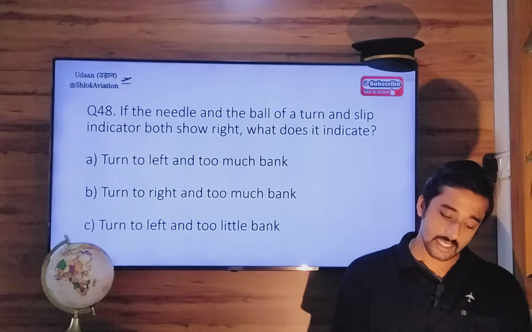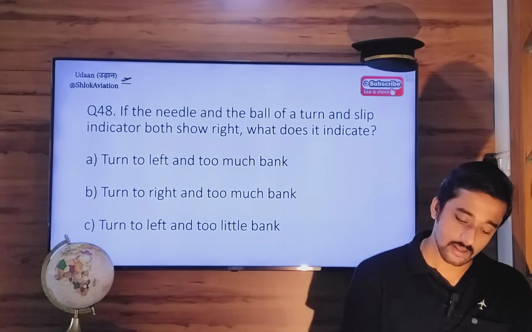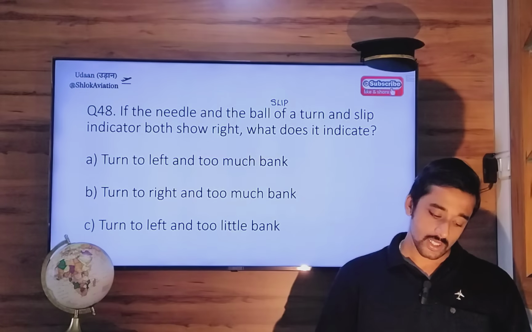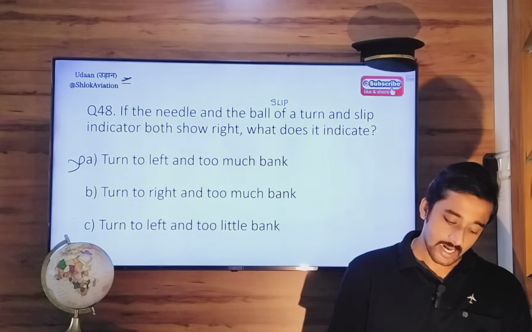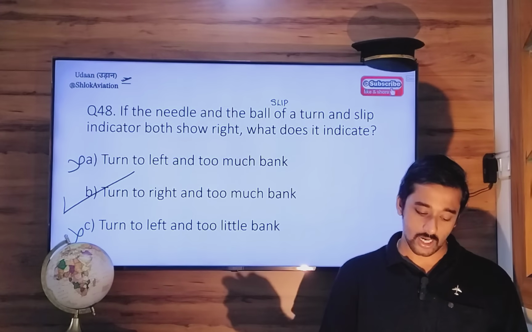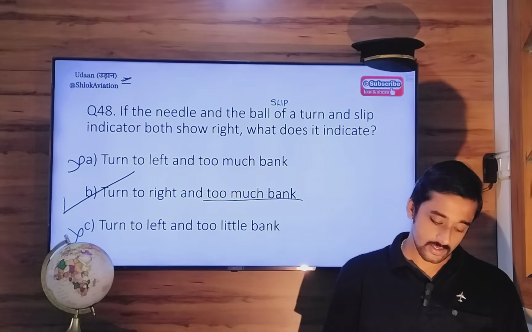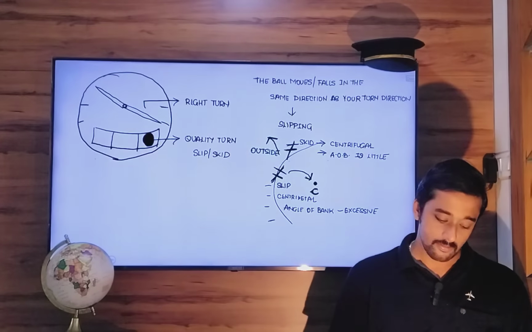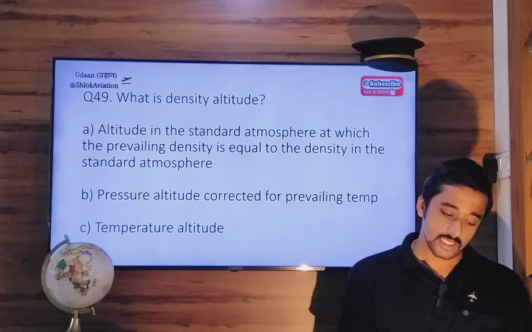So, in this case, we are getting a slip condition, right? Both ball and the needle are towards the right hand side. So that means you're turning to right hand side. So you are left with only option Bravo after eliminating Alpha and Charlie, and too much bank. So slipping means angle of bank is excessive. So option Bravo.